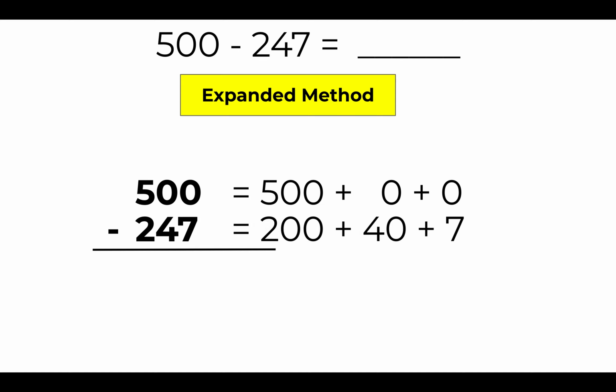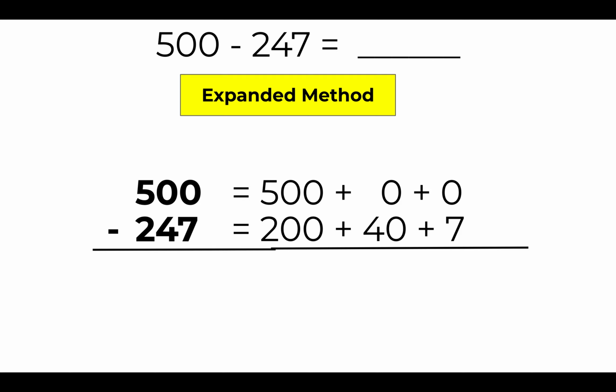247 is the same as 200 plus 40 plus 7. I stretched out the number by each value in each place. Now I can subtract. Again, I want to start with my ones, but you'll notice that I have a 0 on top and 7 on the bottom. I can't subtract 7 from 0. 0 minus 7 would be a negative number, and that's not how this works.